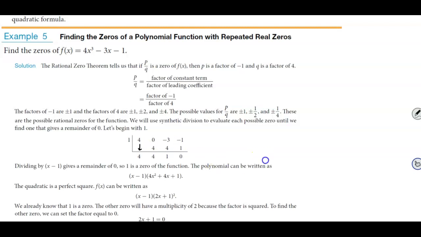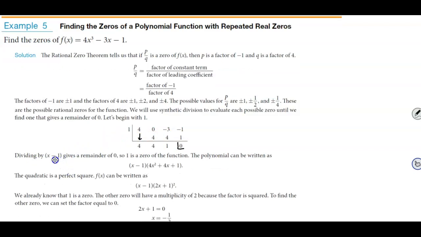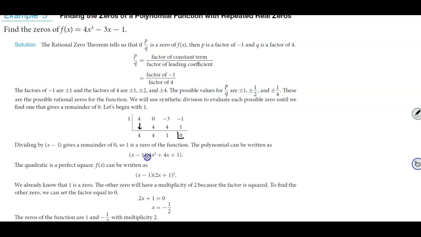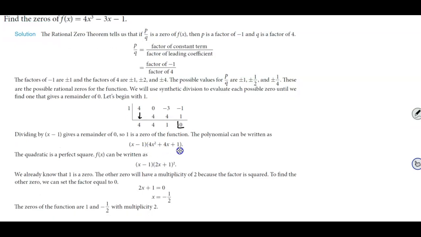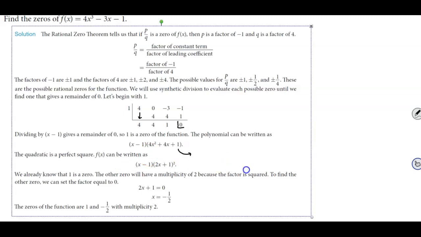Now since we get a remainder of 0, then we automatically know that this 1 is a zero, which means that x minus 1 is a factor. So dividing by x minus 1 gives us a remainder of 0. So 1 is a 0 of the function. The polynomial can be written as x minus 1 times 4x squared plus 4x plus 1. Now this is a perfect square trinomial, which is the same thing as 2x plus 1 times 2x plus 1, which means 2x plus 1 squared.